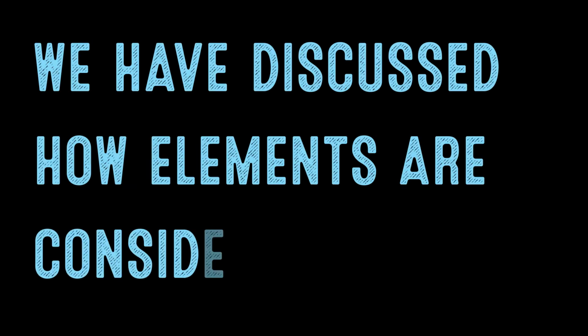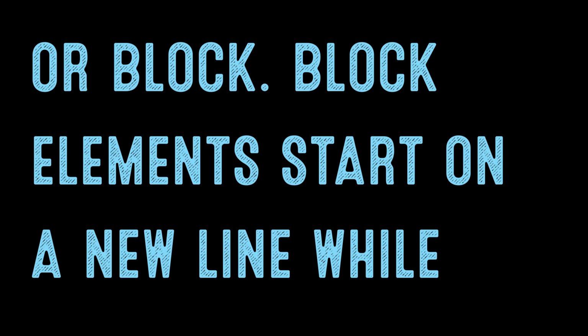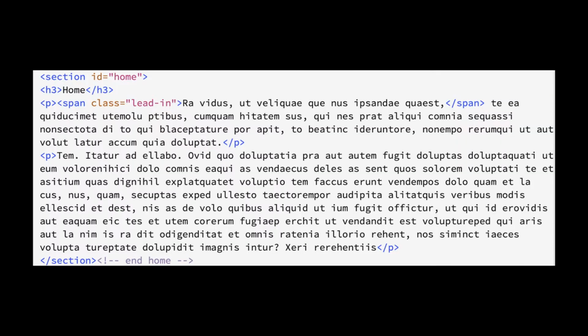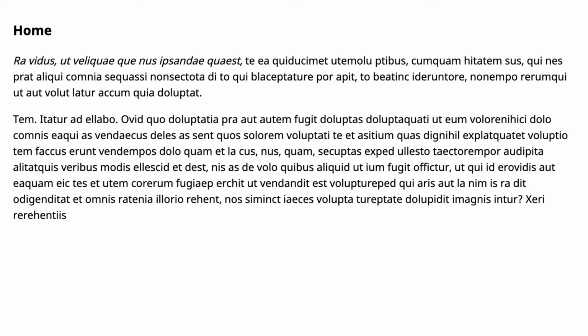The daily code snippet. We have discussed how elements are considered inline or block. Block elements start on a new line while inline elements remain in flow. So an example of a block element is the P element. In this code where we have two paragraph elements, the second element starts a new line.